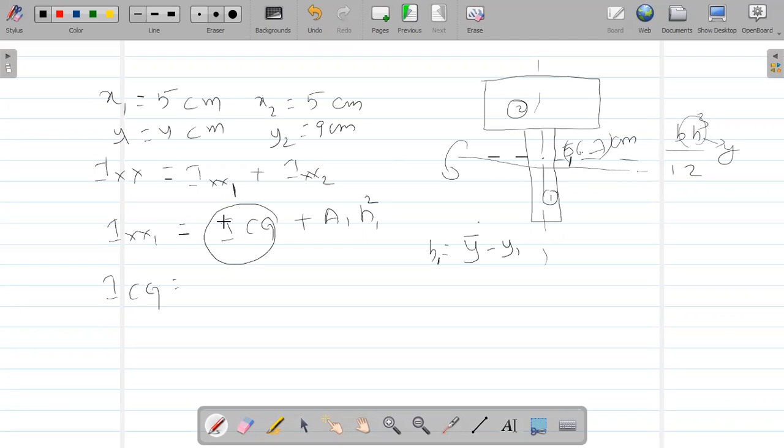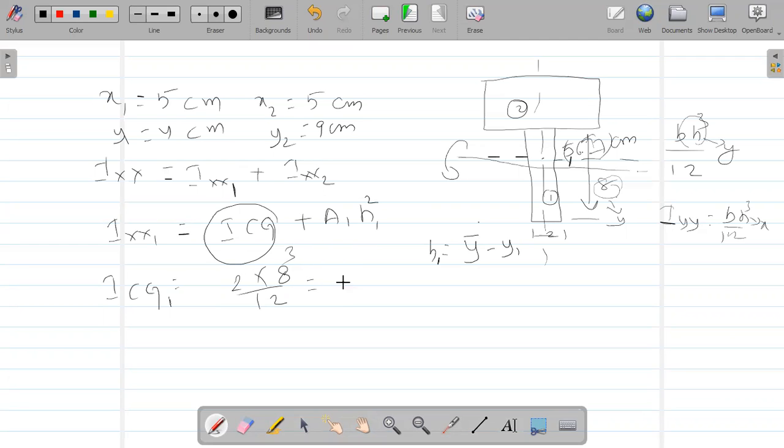If you are doing Iyy, then you have to take bh cube by 12, with h taken as x. Therefore, ICG1 for the first element: the length of this element is 2, the height of this element is 8. Which is the y direction? This is my y coordinate. Therefore, 2 into 8 cube divided by 12.